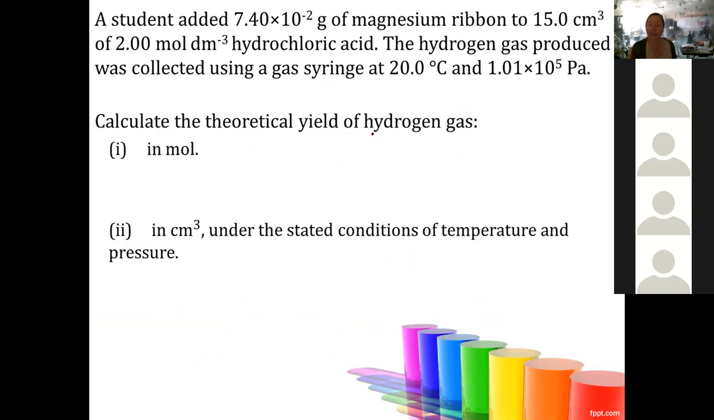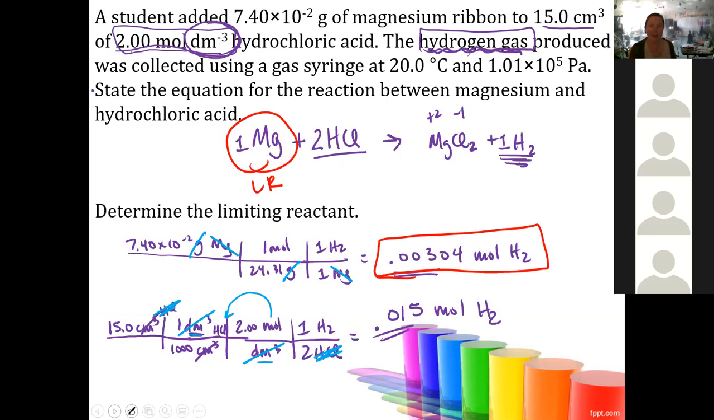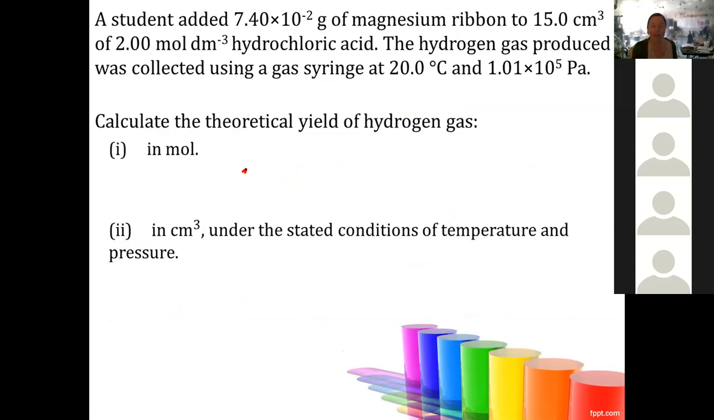What would be the theoretical yield of hydrogen gas? Theoretical yield is how much ought you make. This is how much we ought to make. So we already have the answer to that question. Stoichiometry says we ought to make this much. So our theoretical yield in moles is 0.00304 moles of hydrogen gas.